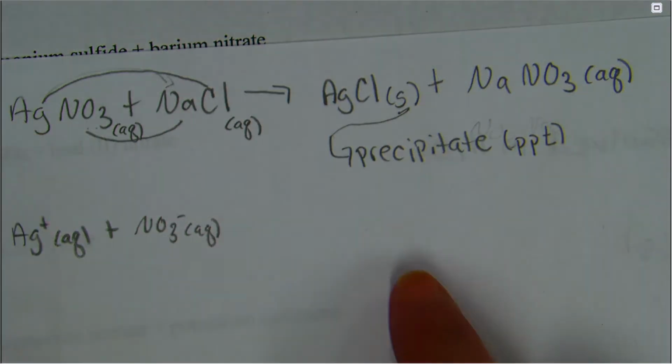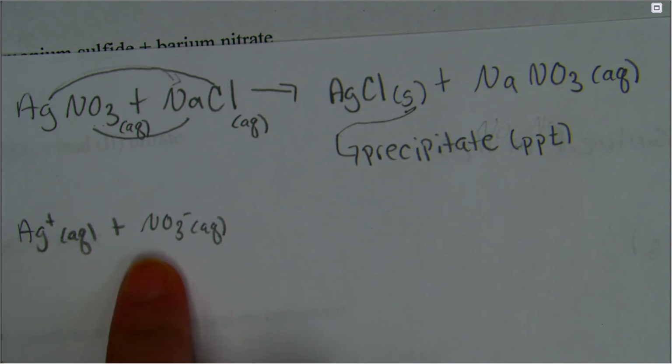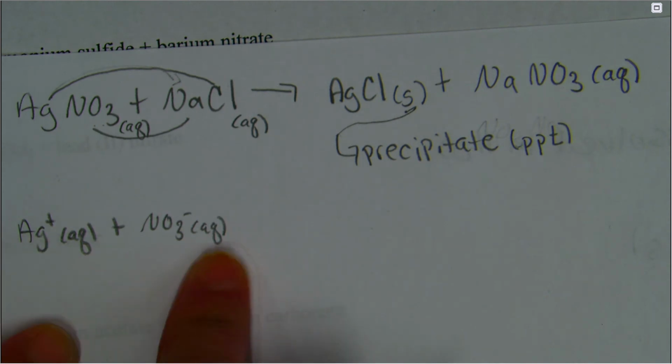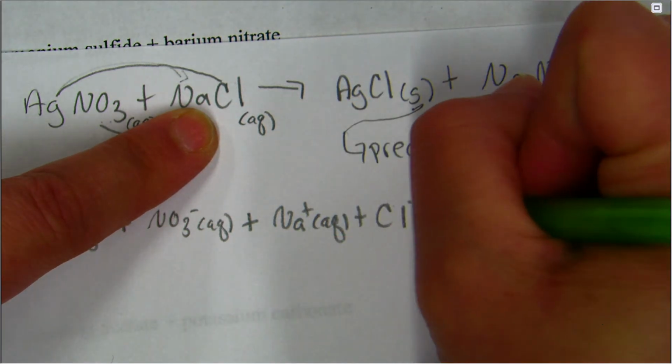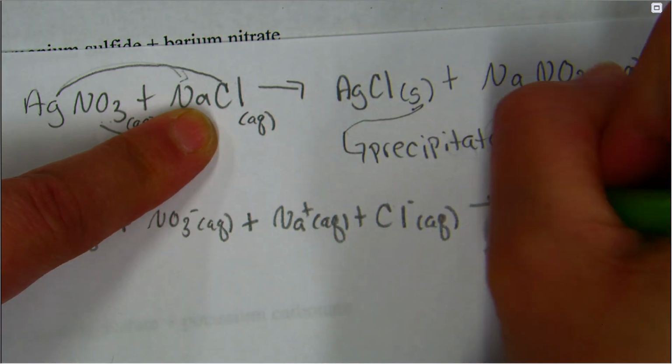Miss Colson, how did you know silver was a +1 and nitrate was a -1? That's from Unit 1 material. Please go back and review that if you need to. Sodium, chlorine, well, it's an ion, chloride.